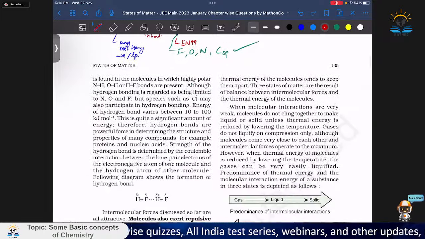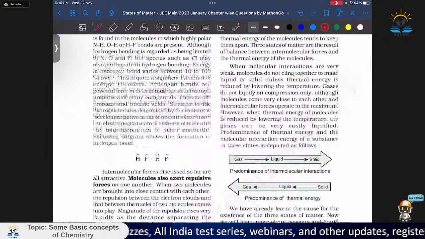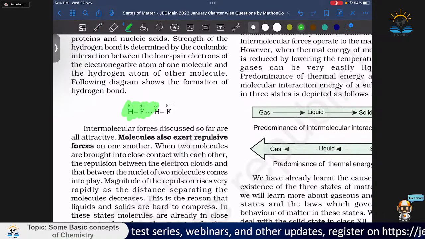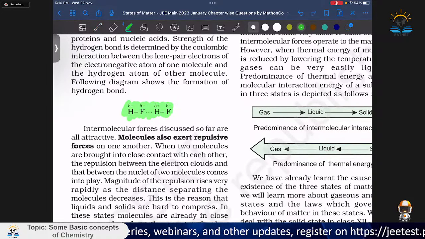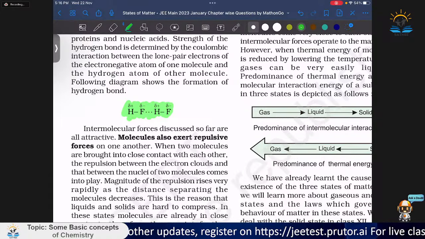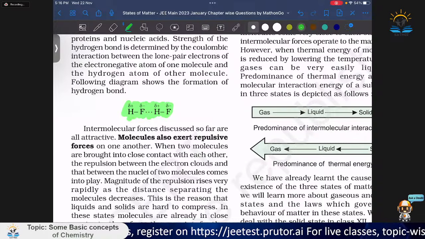So here we can see HF. Here fluorine has a lone pair also and fluorine is electronegative also. So it can exert this dipole force and participate in hydrogen bond formation.